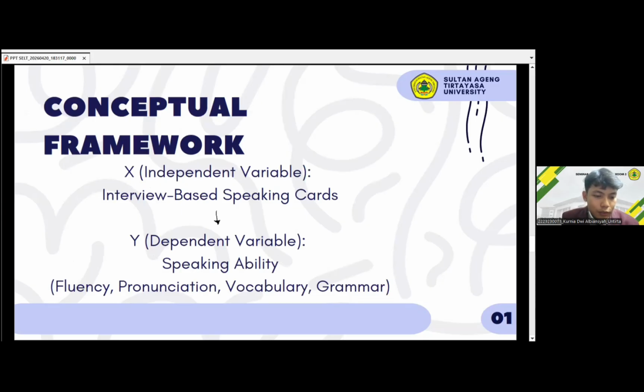So the conceptual framework of this study is: the independent variable or X means interview-based speaking cards, and then the dependent variable or Y is students' speaking ability. This is measured through fluency, pronunciation, vocabulary, grammar. This means the use of speaking cards is expected to improve student speaking ability.